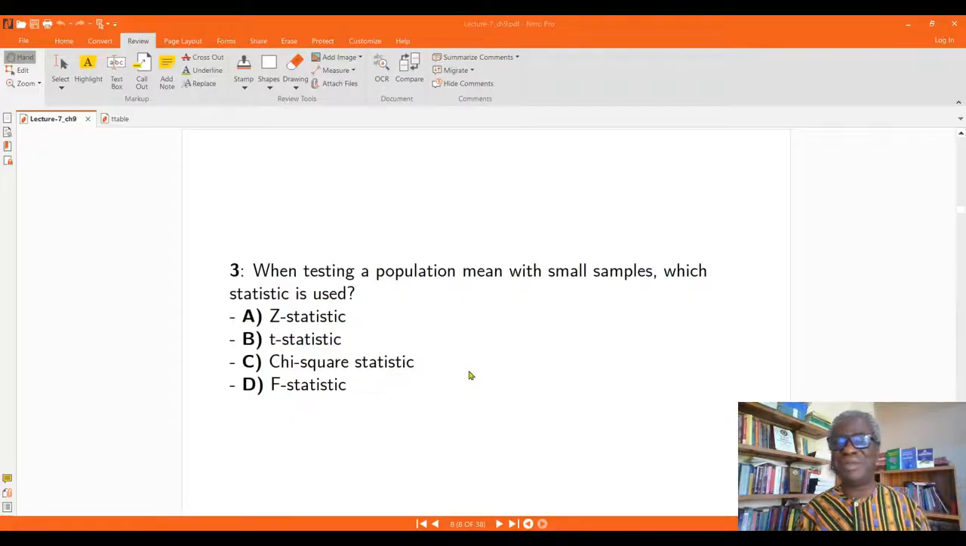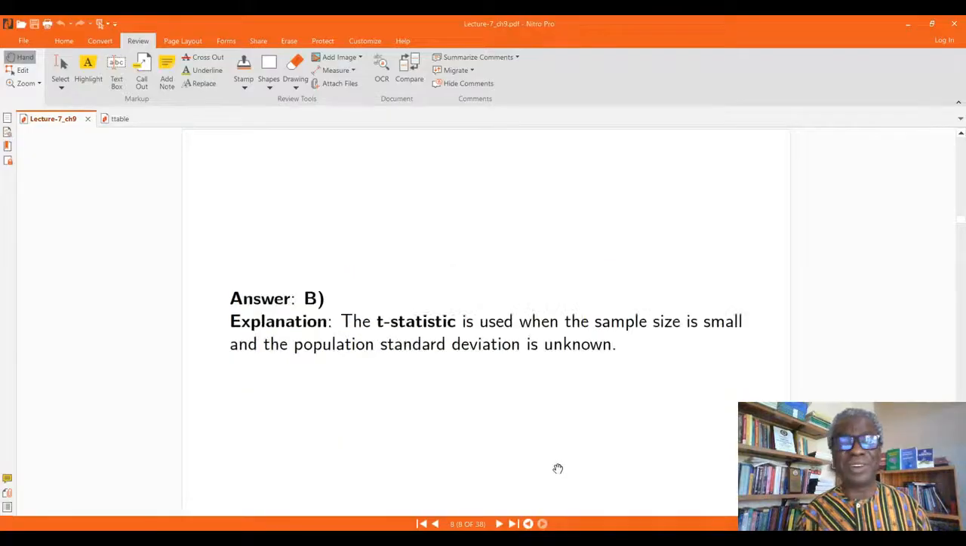So I can see Dada, Ifeoluwaposimi, Emmanuel. I think everybody seems to be going for B. That's good. So the correct answer is B. The T statistic is used when the sample size is small and the population standard deviation is unknown.